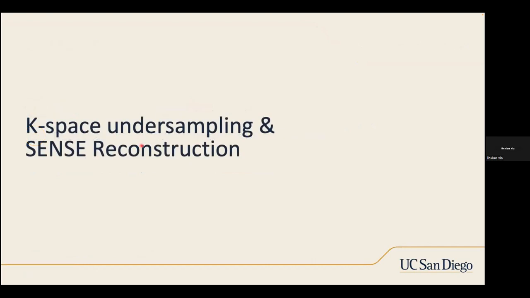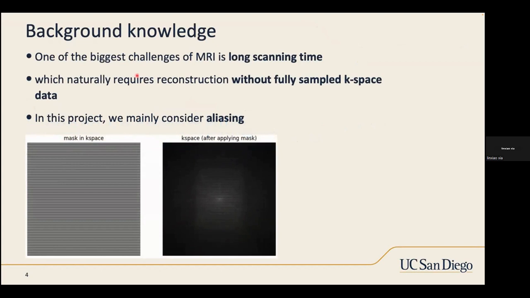Firstly, k-space undersampling and SENSE reconstruction. As we all know, MRI can suffer from a very long scanning time to acquire fully sampled k-space data. Therefore, undersampled reconstruction techniques were developed. In this project, we will mainly consider aliasing.